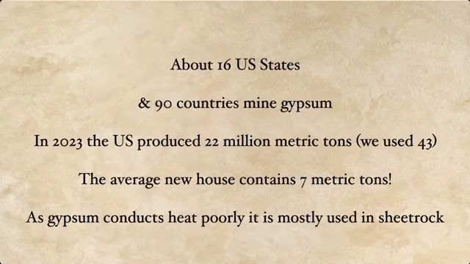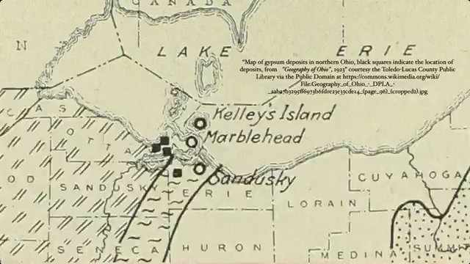About 16 U.S. states and 90 countries mine gypsum. In 2023, the U.S. produced 22 million metric tons. We actually used a total of 43, so we do import quite a bit. The average new house contains 7 metric tons of gypsum, mostly, again, as drywall. That is because gypsum conducts heat poorly, so it's used very commonly in sheetrock.